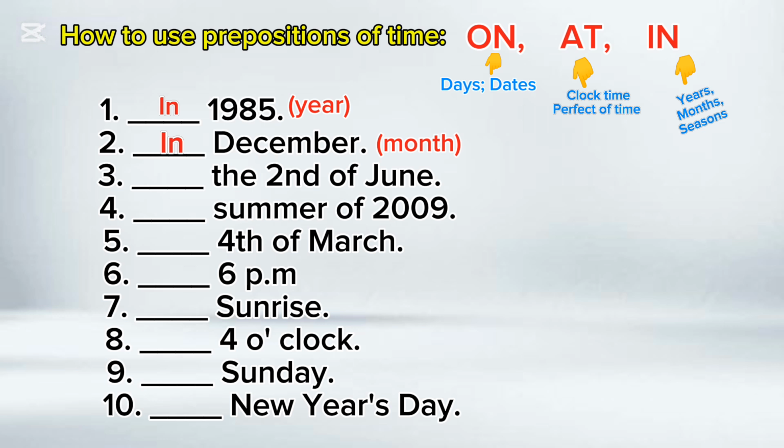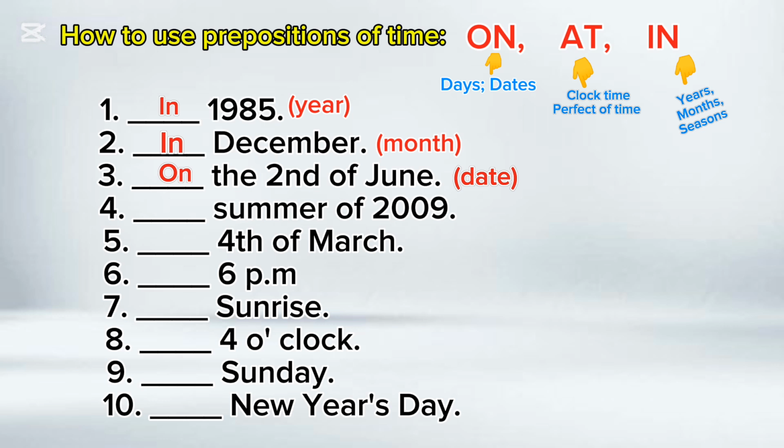Number 3, blank the 2nd of June. Does it refer to a month or a date? If your answer is date, that's correct. The correct preposition for this is on the 2nd of June.